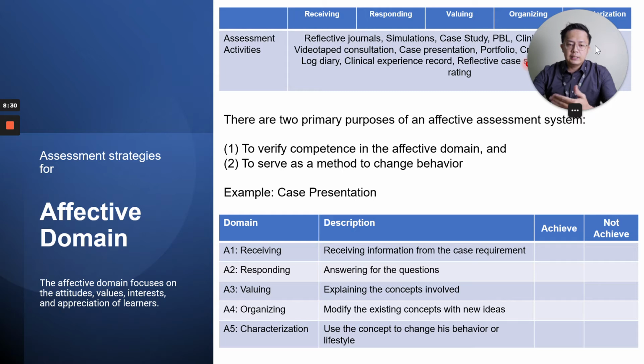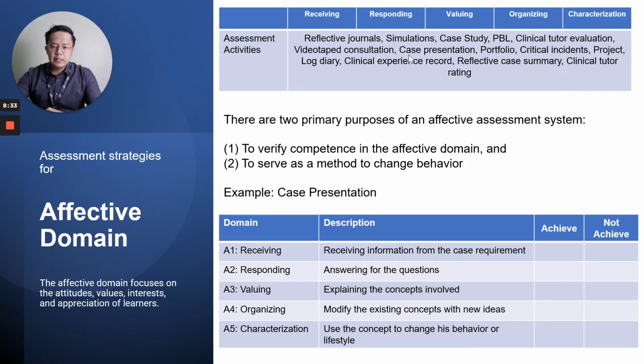So you can see that for the affective domain, basically they don't have specific methods for each category that you can use. If you compare with the cognitive, they are very different. In cognitive, under remember, you can use fill in the blank, for example, but for create, you have to use long case questions or a project. However, for the affective domain, most of the assessment methods can be used across all the categories. So why do I say so? Like for example, we take the example of a case presentation.